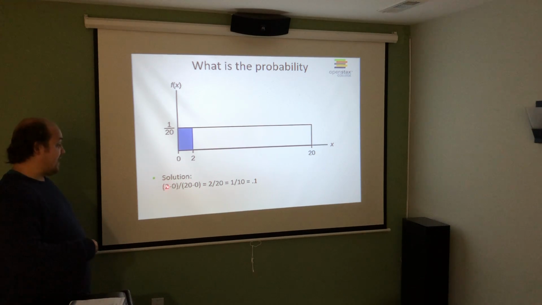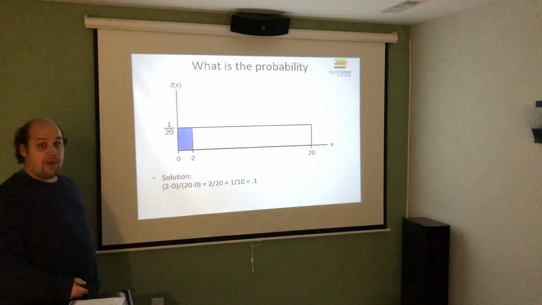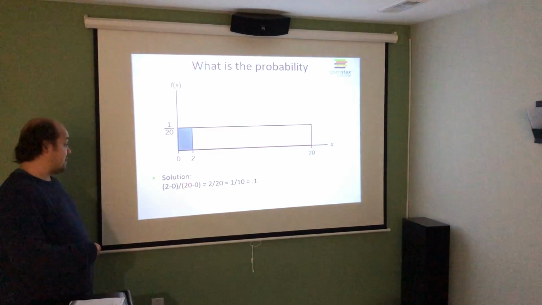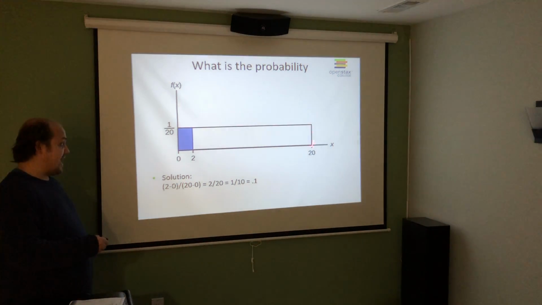So again, we take the shaded area. 2 is where it ends. 0 is where it begins. So on top, we have parentheses, end of shaded minus start of shaded, 2 minus 0. On bottom, we have the whole area of the box. So we have in parentheses, end of the whole box, 20, minus start of the whole box, 0. When we simplify it, 2 minus 0 gives me 2, 20 minus 0 gives me 20, and then 2 divided by 20 reduces to 1 over 10 or 0.1.